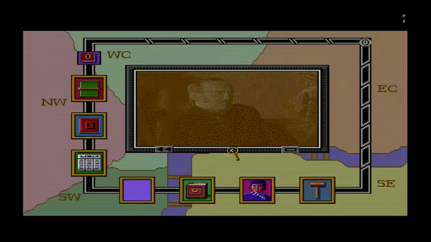Nice graphical glitches. I think it's probably because of the emulator there, boy.